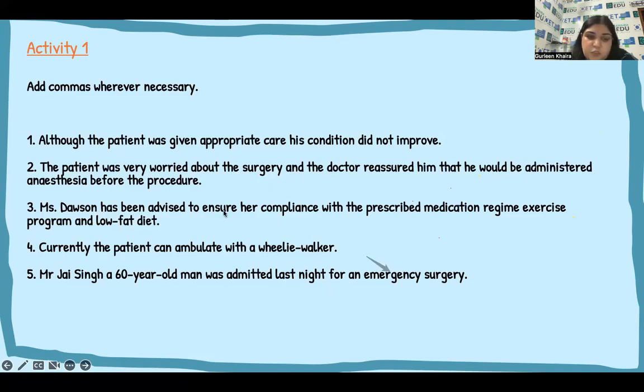Then the third one. Ms. Dawson has been advised to ensure her compliance with the prescribed medication regime, exercise program, and low-fat diet. Will we add comma or commas here? Yes, commas. I think it's better. I'll give you time. We're in no rush. Type the complete sentence with commas. Type your responses in the chat box.